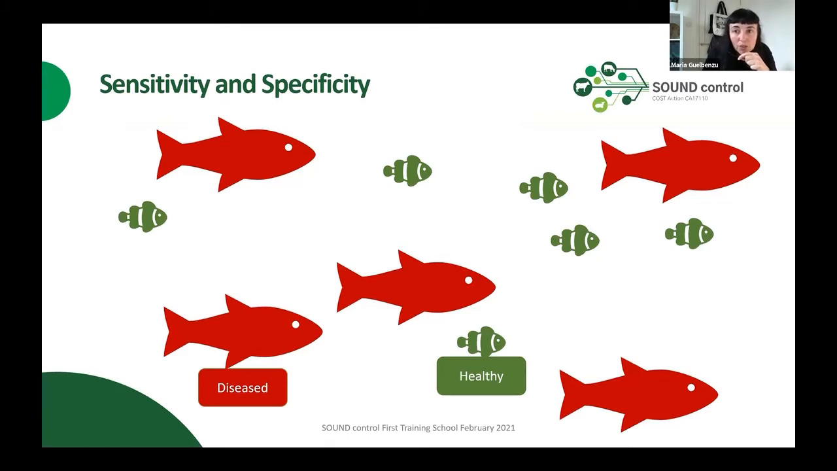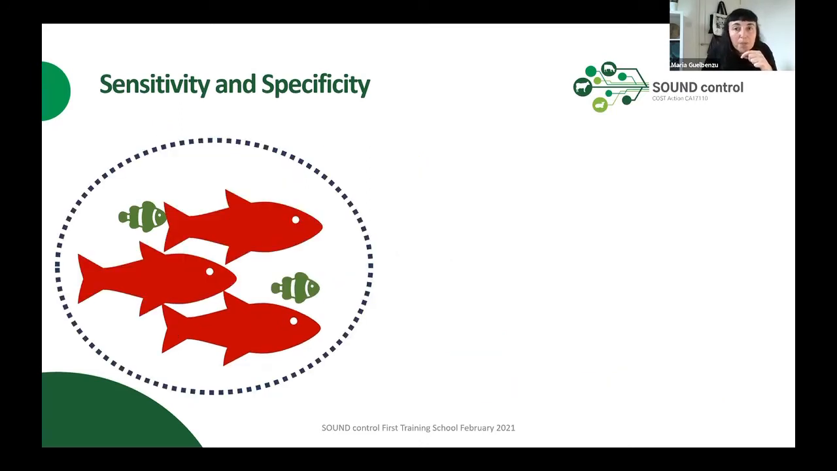And we want to separate the population of diseased and healthy. So if we use a tight mesh to get these fish, we're going to catch all the big fish, but we're also going to catch some of the small non-diseased fish. So we have a high yield, but it's not very accurate. Not all the results that we have in this mesh are what we're looking for.